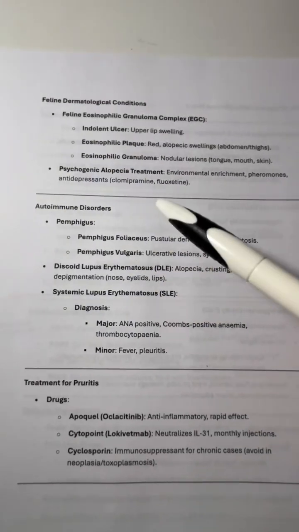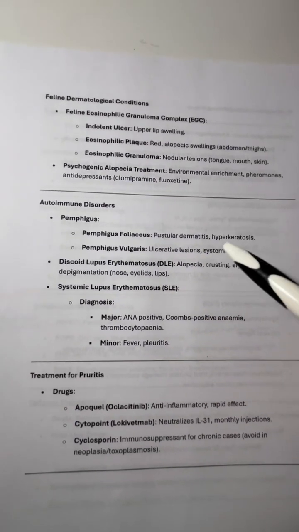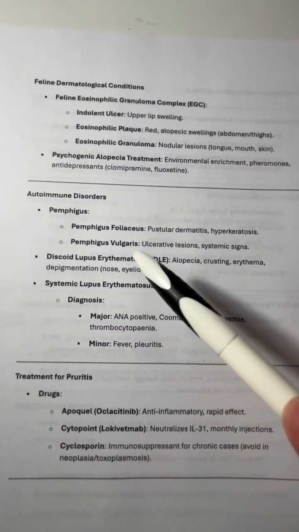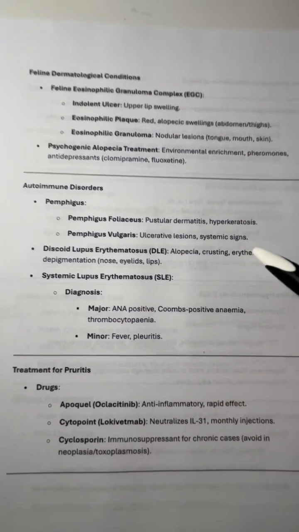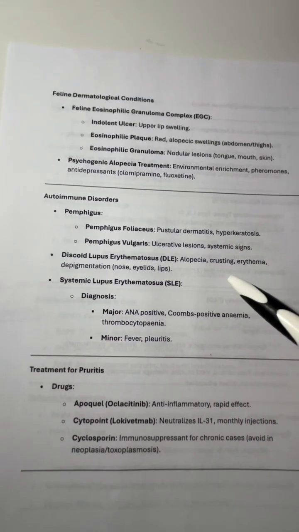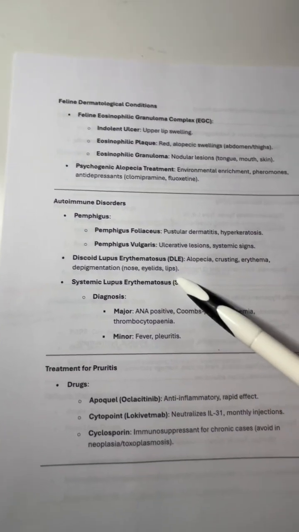For the autoimmune disorders, for pemphigus, pemphigus foliaceus is a pustular dermatitis which leads to hyperkeratosis, and pemphigus vulgaris leads to ulcerative lesions and systemic signs. In discoid lupus erythematosus, we can see alopecia, crusting, and erythema, and depigmentation on the nose, eyelids, and lips.